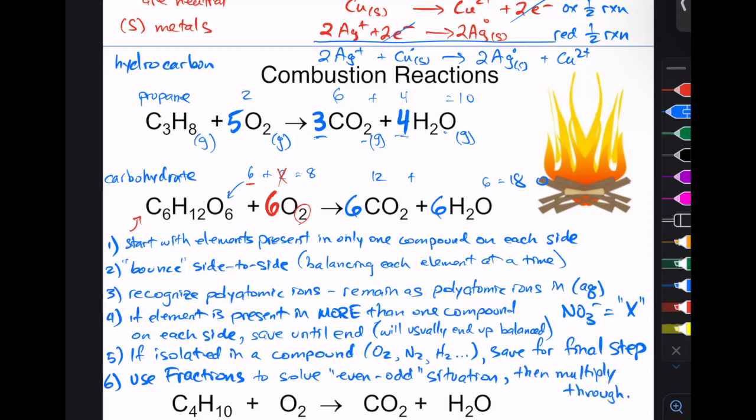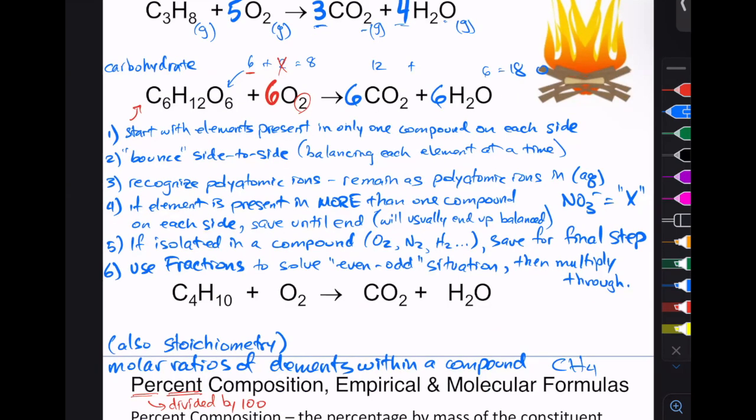Yes, question? Yes, when you multiply through, that means that whatever's in the denominator, that's going to multiply whatever coefficients you already have placed prior. Yeah, and you'll see that. That's a great question. And you'll see an example of that right now.